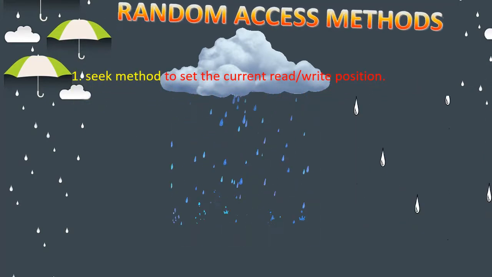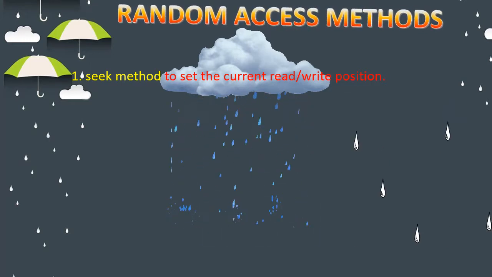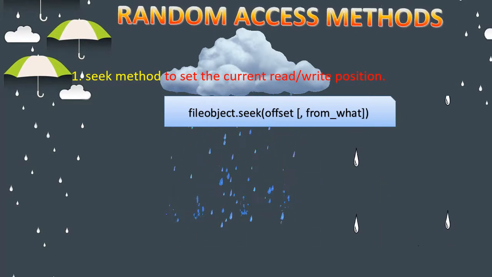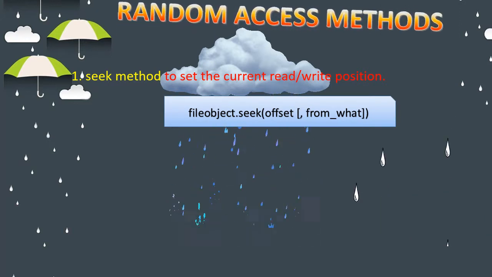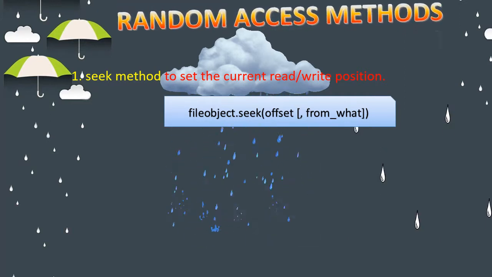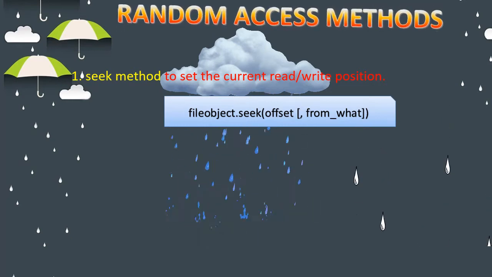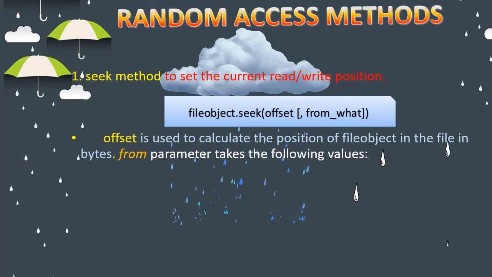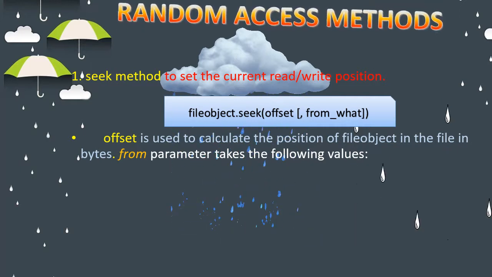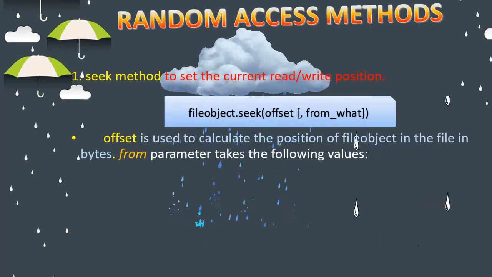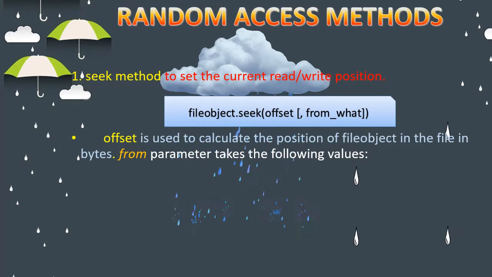The seek method is used to set the current position for reading and writing operations. The general form is file object dot seek. Offset is the first parameter, and from what is the optional one, whose default value is 0. The offset calculates the position of the file object in the file. It is measured in bytes, so each character is considered 1 byte. Even the backspace is 1 byte, but the slash and n together are 2 bytes.